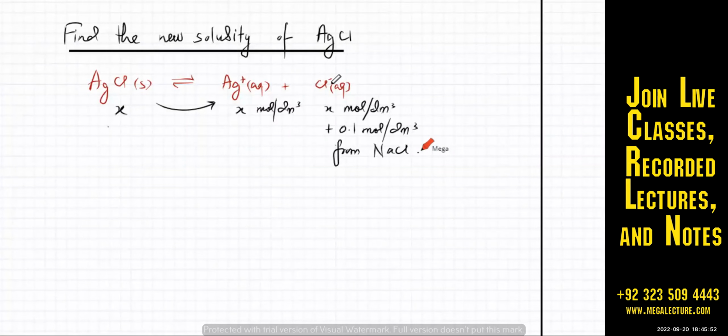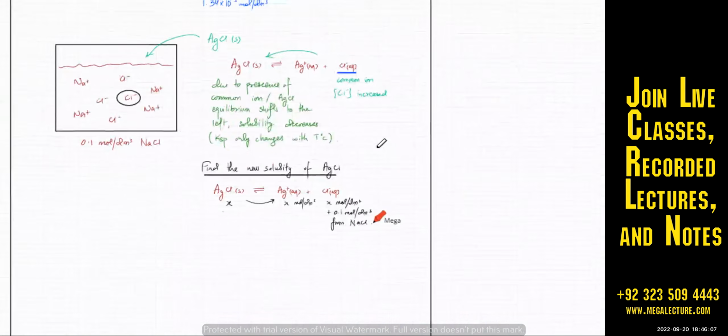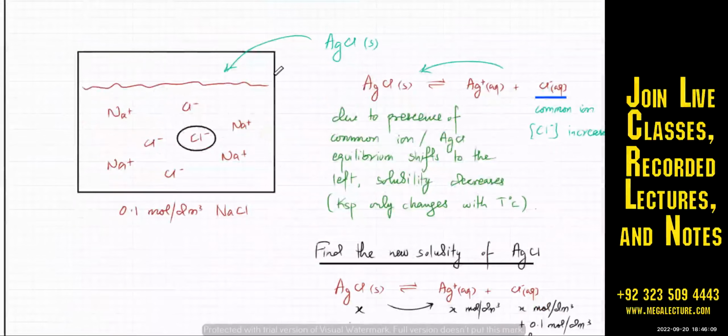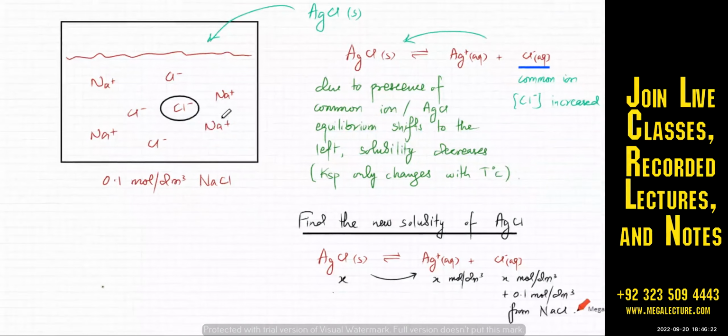But since Cl is a common ion, NaCl also gives Cl ions. So there's 0.1 mole per dm cube of Cl ions already part of the solution. So amount of Cl ions in solution क्या हो गए? 0.1 mole per dm cube Cl ions पहले से है, plus वो जो थोड़ी सी quantity AgCl से Cl ions produce होंगे. ये नहीं होगा कि AgCl will completely not dissolve. A very tiny amount will still dissolve. तो वो थोड़े बहुत ions उधर से आ जाएंगे. Is that part clear? Yes sir.